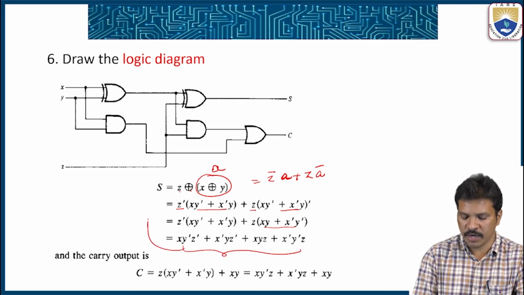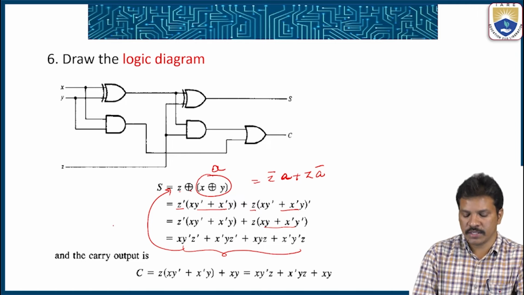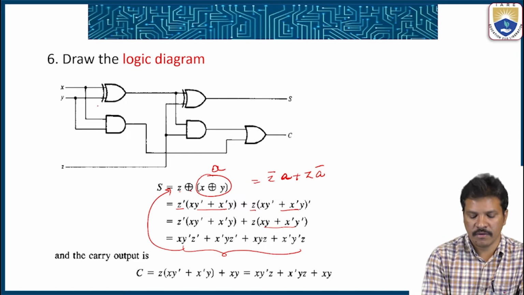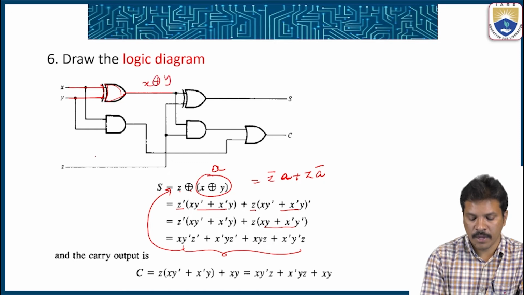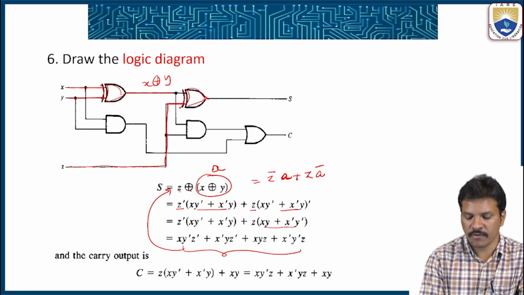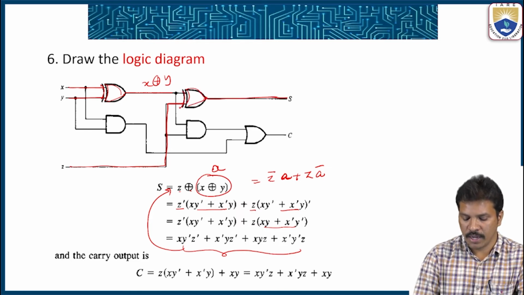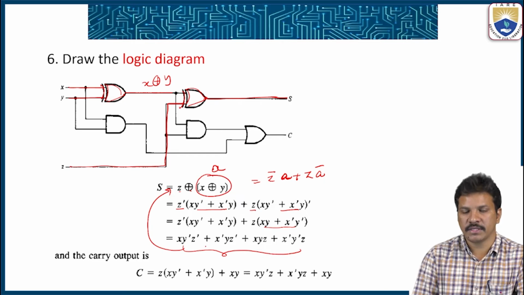So the sum expression can also be represented with 2 XOR gates, Z XOR X XOR Y. For example, this is the X XOR Y XOR gate. This output X XOR Y is combined with the Z input. So Z XOR X XOR Y, you will get the sum. And the carry term can be written as Z into X XOR Y plus XY. So we can reuse this one XOR gate, multiply with the Z, and then add with the XY.